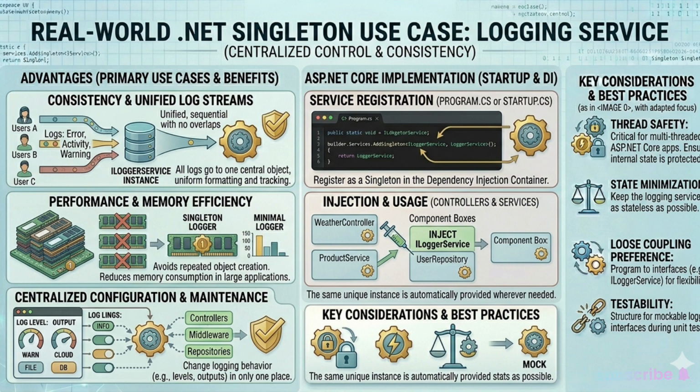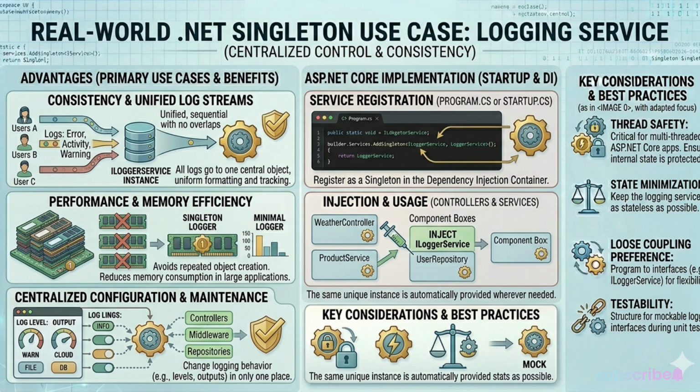In this scenario, a logging service class is created that handles writing logs to a file, database, or external monitoring system. Instead of allowing multiple instances, the service is registered as a singleton in the Dependency Injection container of ASP.NET Core. This ensures that whenever any part of the application requests the logging service, the same instance is provided. This approach guarantees consistency because all logs are handled by a single centralized object, making it easier to track issues and maintain uniform formatting. For example, a developer might create an interface ILoggerService and a concrete implementation LoggerService.